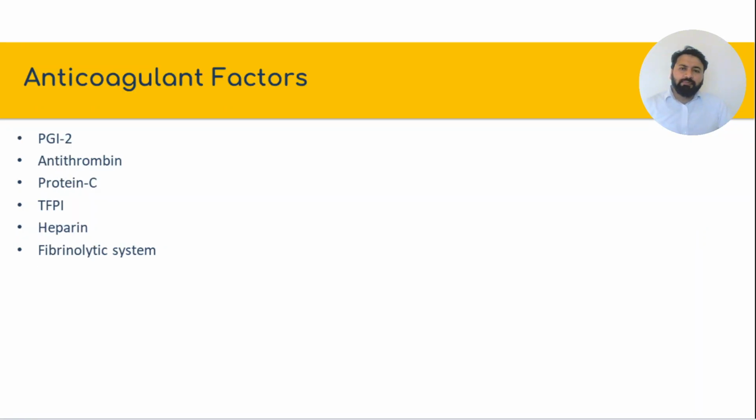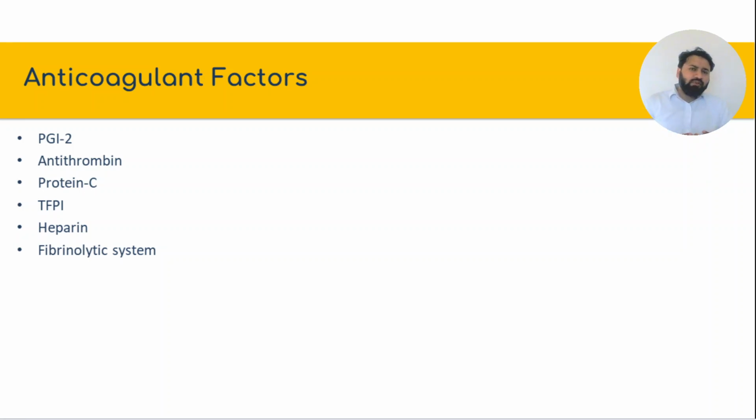Antithrombin, and next is protein C. This is also one of the factors, which is the 19th factor. This is protein C, also known as a zymogen. The TFPI factor, which is tissue factor pathway inhibitor, heparin, and fibrinolytic systems. So these are some of the factors which are involved in the coagulation and anticoagulation.